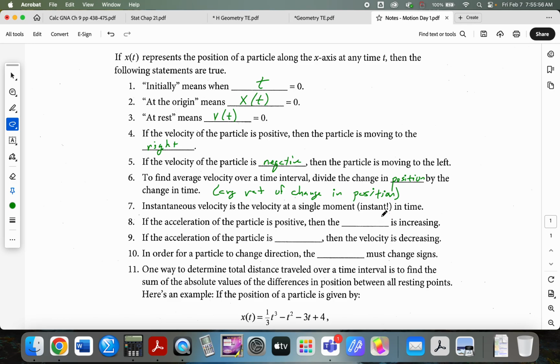I like that. I borrowed this from the College Board, and I liked that they had an exclamation point at the end of instant. It just kind of tickled me.